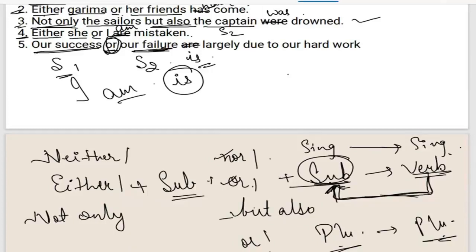That is what we have done, Tilak. Is this clear now? Tilak, is it clear to you? Particularly with these conjunctions, neither nor, either or, not only but also, or nor, the verb is decided according to the second subject only. Whatever the second subject is, accordingly you will be using the verb. That's the only thing which I want to tell you here.